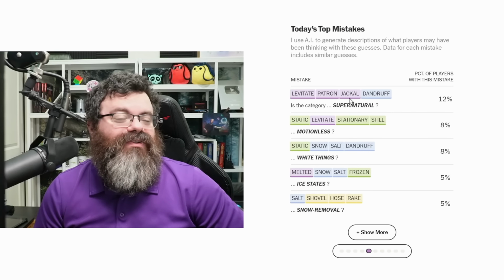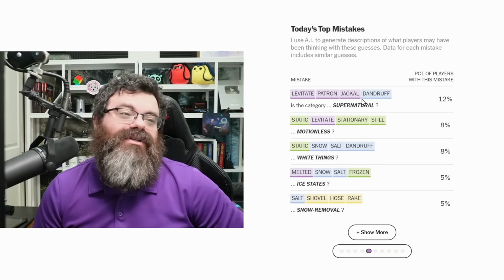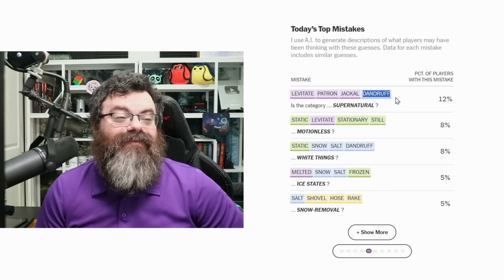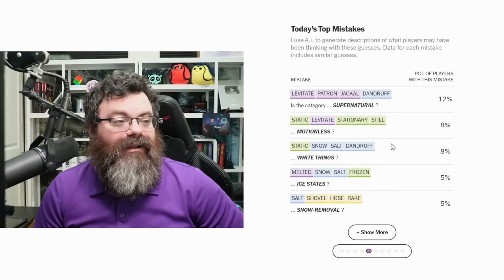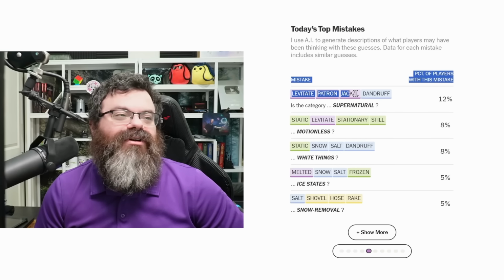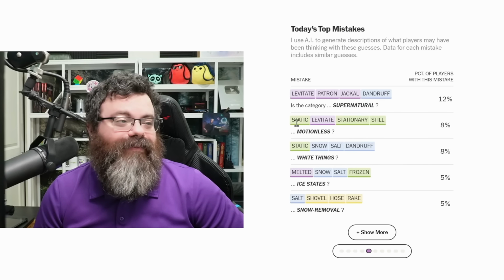Okay. Levitate, patron, jackal, and dandruff. 12%. Oh, starts with Dan. Yeah. So people saw starting with men's names and put dandruff in there, not realizing it also ends in men's names. I didn't realize either. But also dandruff belonged in blue. So even if dandruff could have worked for that category, today it didn't because it needed to be in a different category.